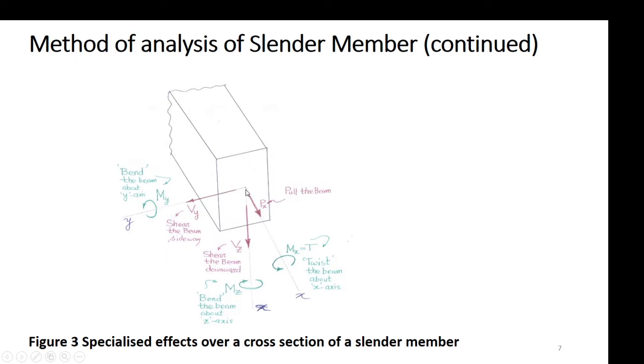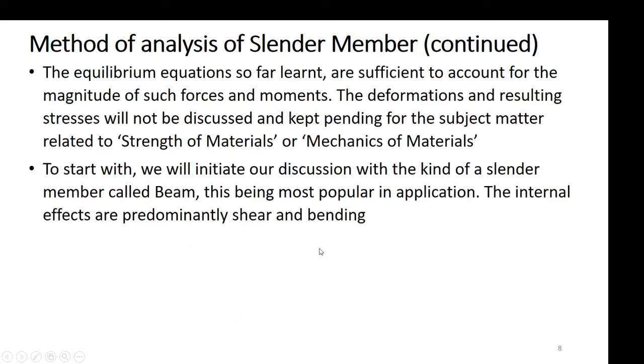So of these 3 force components, 2 components are shearing forces. Actually, they are acting parallel to the cross section, and the other is perpendicular to the cross section. This is pulling, this is shearing, this is bending, My bending, Mz bending, and Mx twisting. Let us go ahead and see what the effects are.